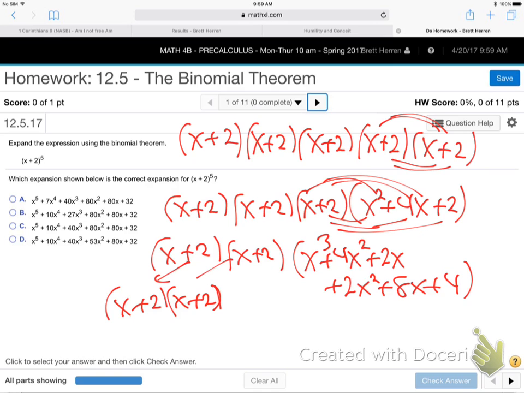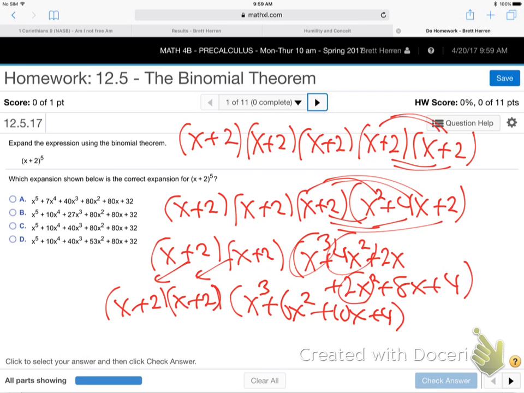There they go over here. And then this is going to be what? x cubed, 4 and 2 is 6x squared, 10x. Plus, I'm already getting tired. I don't want to do any more. All right, so you'd have to keep going. It's just getting terrible, right?